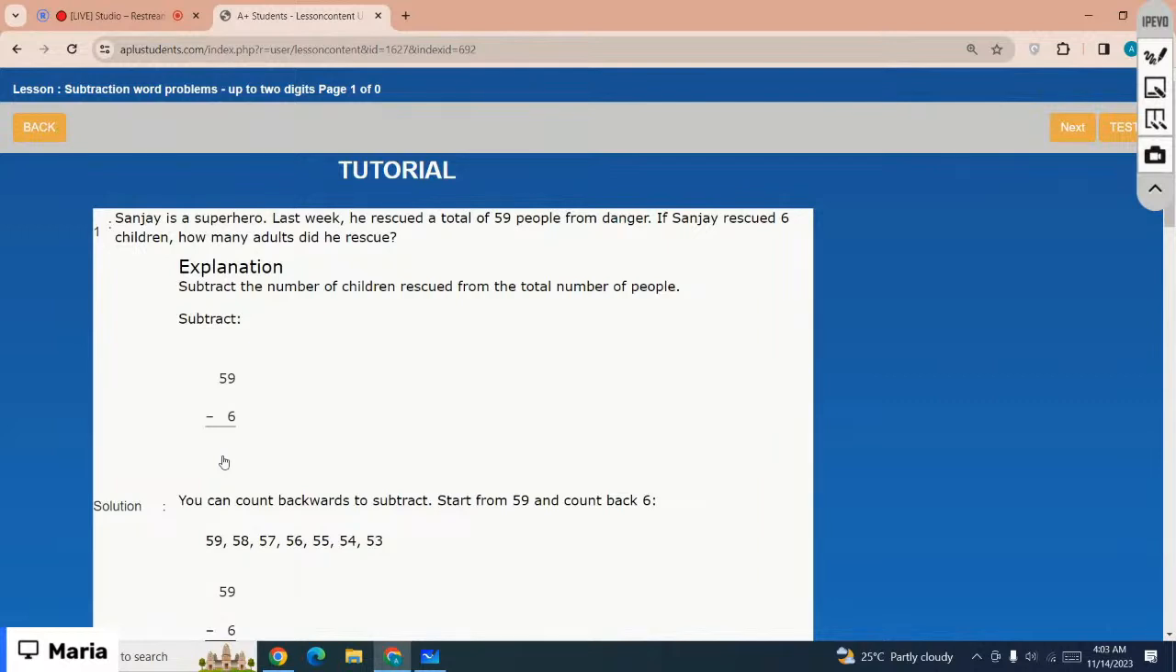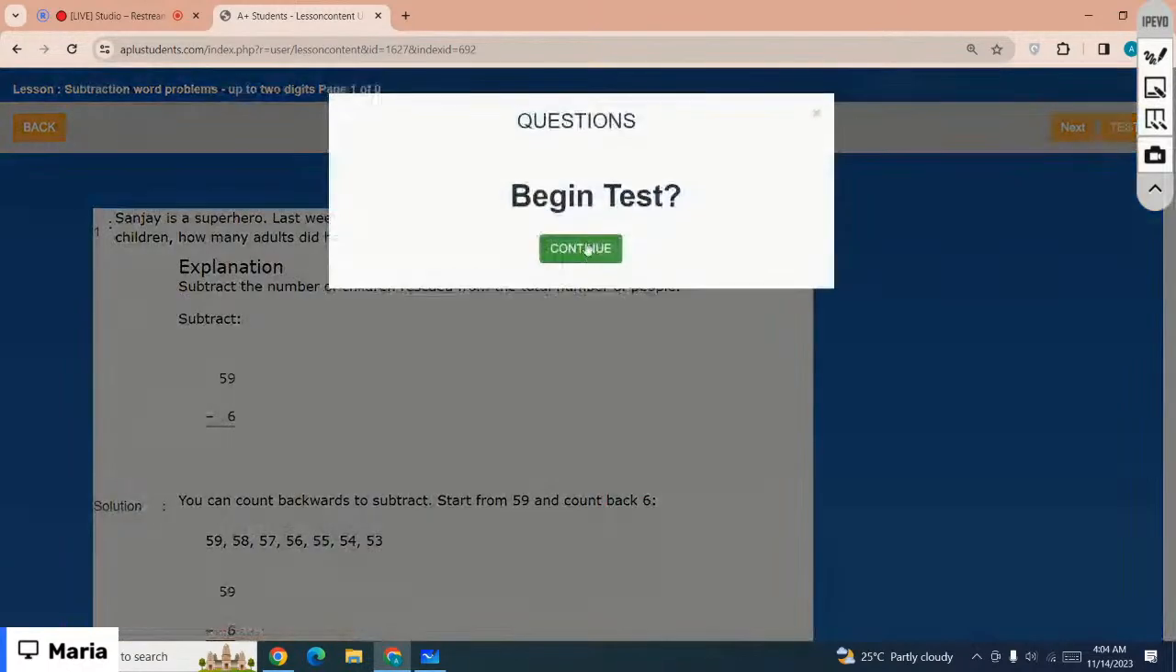You need to do 59 minus 6. You can use any method. Either you can count back, start from 59 and count 6 back, right? So that would be 53. That means out of 59, 6 of them are children and 53 of them were adults, right? Let's just start with the test question.